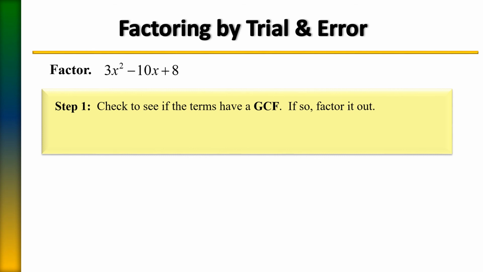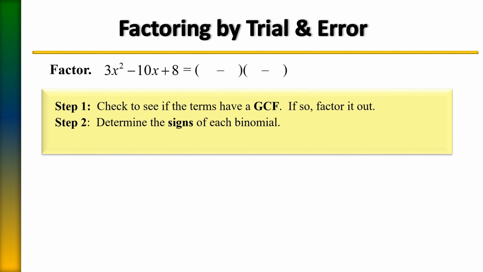So the next thing is to look at your signs and determine what your signs are going to be in your binomials. Recall, if the back end is positive, that means the signs are the same. What type of signs? Our middle term tells us that they're going to be two negatives. So now that we know that, the next thing we want to do is focus on finding out what numbers we're going to be plugging inside the binomials. So let's start with the first term first.